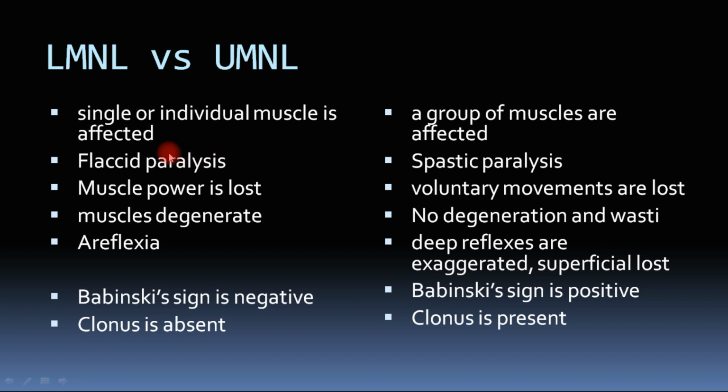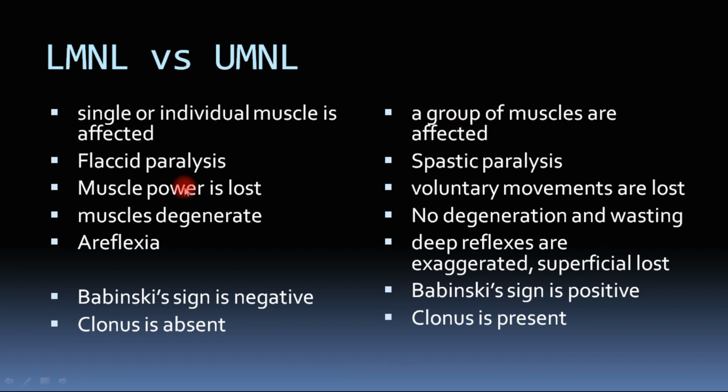Now coming to the second point, the tone. When we examine the tone, we find that in case of lower motor neuron lesion, there is flaccid paralysis. That means the tone is lost, atonia. Whereas in case of upper motor neuron lesion, there is spastic paralysis. Because in lower motor neuron lesions, both alpha and gamma motor neurons are lost. Whereas in upper motor neuron lesion, the gamma motor neuron is highly active, and that is why spasm, a higher rate of contraction, is present, and that is why it is a type of spastic paralysis in which the tone will be higher.